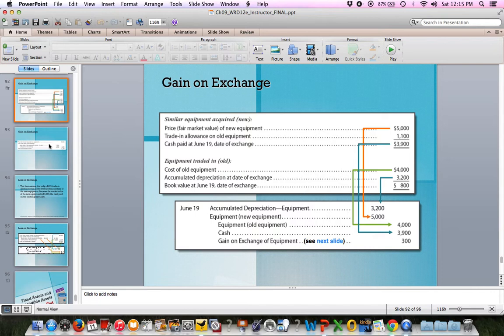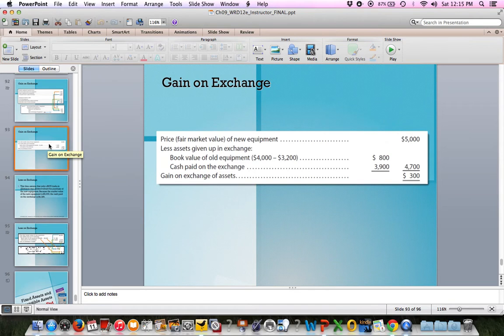And the next slide shows us where that gain calculation came from. So the fair value of the new equipment is $5,000. The book value of what we gave up is $800. We paid cash of $3,900. So basically, we gained value of $5,000, but gave up value of $4,700. So therefore, we have a gain of $300.